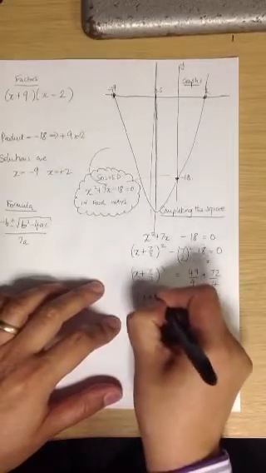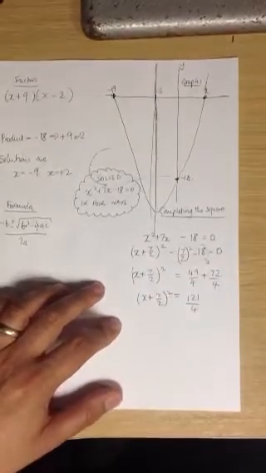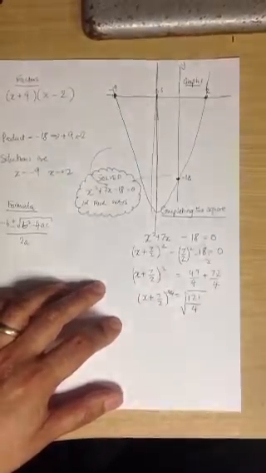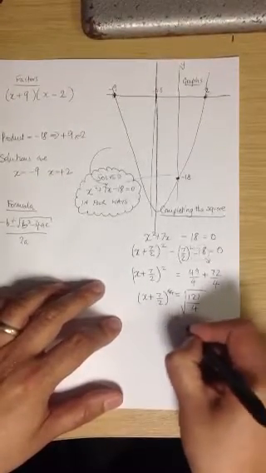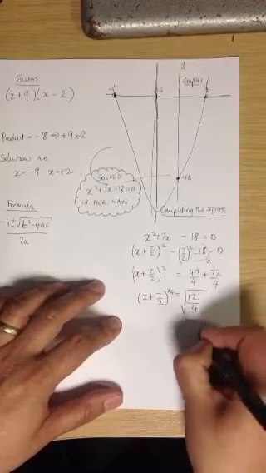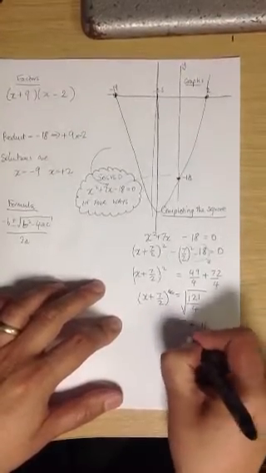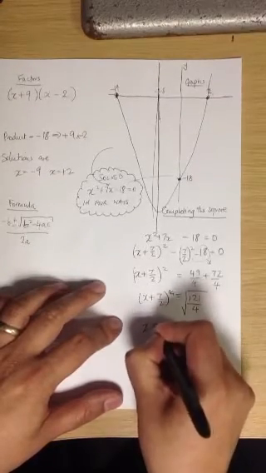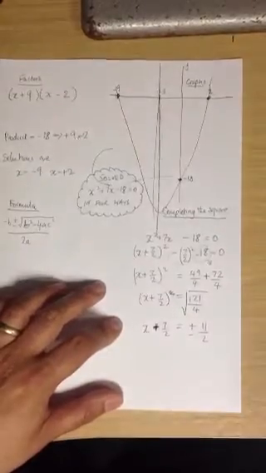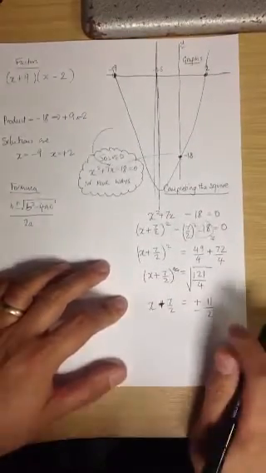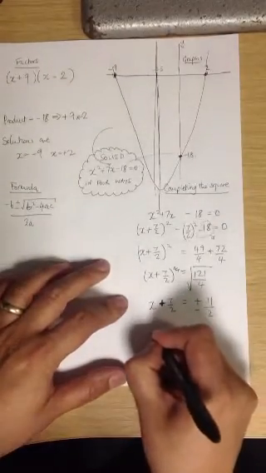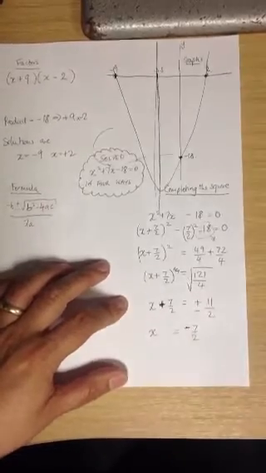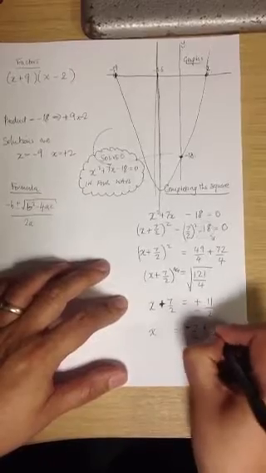Now, when I add these two things together, I get 121 over 4 is equal to x plus 7 over 2 squared. I get rid of the square, in other words, I square root that side. And if I square root 121, I get 11, and if I square root 4, I get 2. And remember, because I've square rooted it, that is a plus or minus number, and that's equal to x plus 7 over 2. I take the 7 over 2 over to the other side, and I'm going to end up with x equals minus 7 over 2 plus or minus 11 over 2.